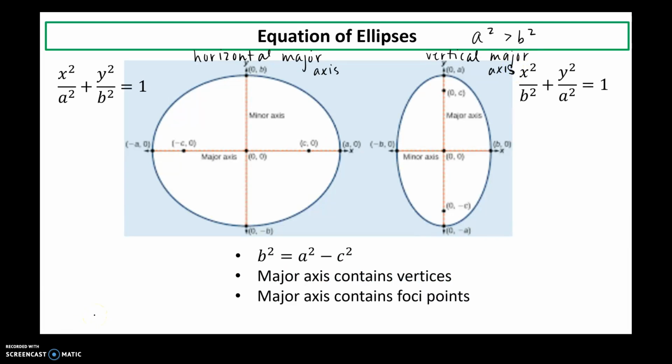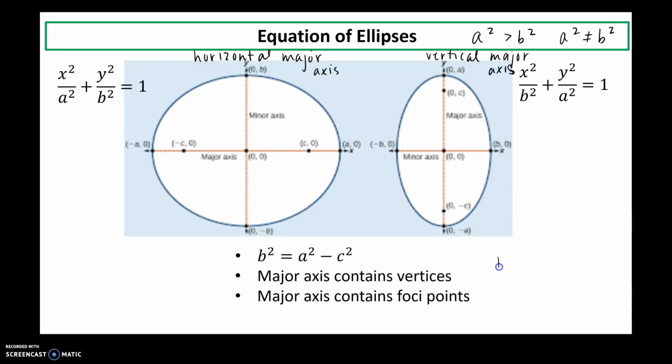Okay, and then what's different from a circle, not only is a squared greater than b squared, but a squared cannot equal b squared. Because if those denominators are the same, then the equation just represents the equation of a circle. Okay, so a couple defining points. Our vertices and our foci, the plural of focus, will always lie on the major axis.